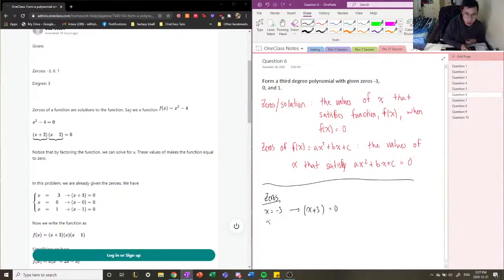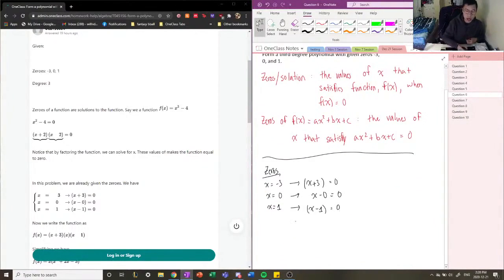Okay, our next zero is x equals 0, right? We don't really need to do anything about this because our factor is just x, because x minus 0 equals 0 means x equals 0. Finally we have x equals 1, right? If we subtract 1 from both sides, we get x minus 1 equal to 0. Okay? So now that we have found our factors, we can write out our polynomial function in its factored form.